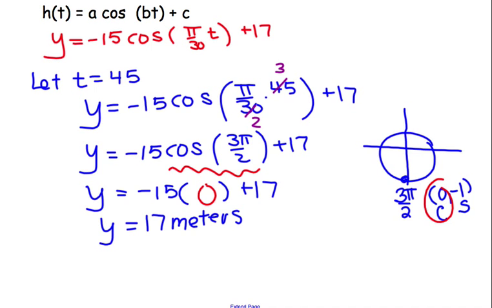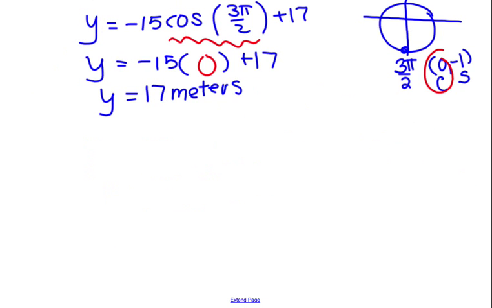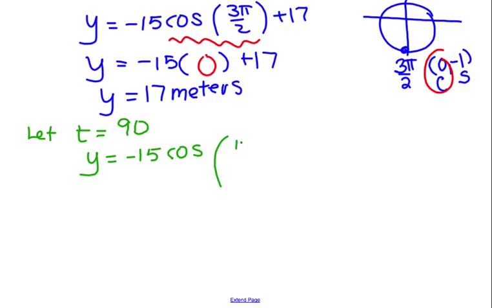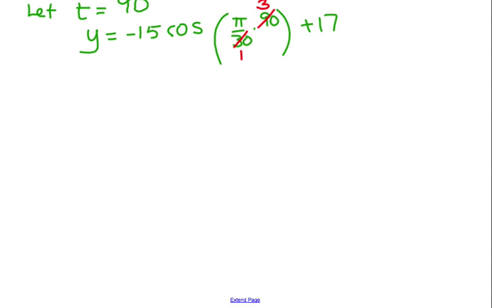Now we're going to go with 90 seconds. Let t equal 90 seconds. So we substitute it in. Negative 15 cosine pi over 30. We're going to substitute 90 in. And with that fraction inside, 90 divided by 30, you can divide it by 30, right? So this would be 1, and that would be 3. So you're dividing it by 30.